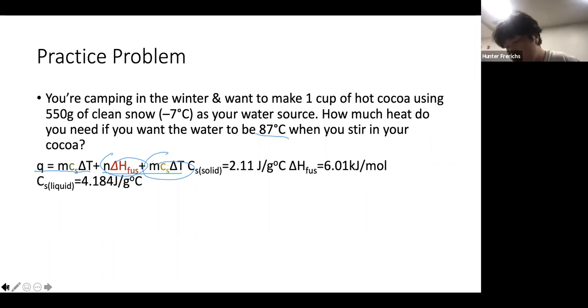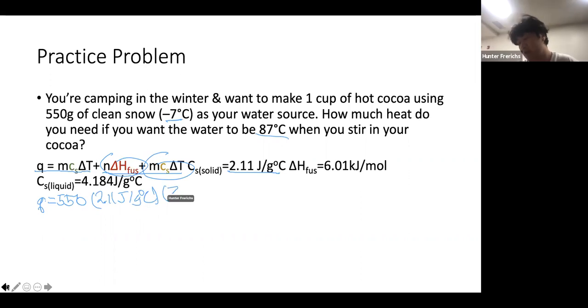All right, cool. So what you're going to start out with is finding your Q value for your solid. That equals 550 grams, times your C sub s, the specific heat of a solid, which is 2.11 joules per gram degree Celsius, and then times your delta T. In this case, it's from -7 to your melting point, which is 0.